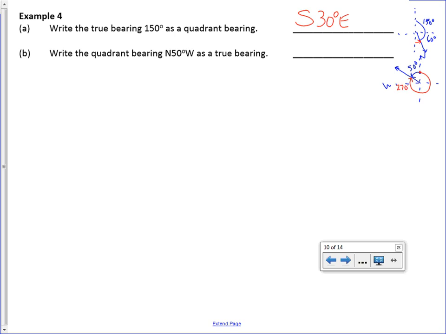270. And then into this quadrant here, 50 is taken up on this side, so this side must be 40. So putting it together, 270 and 40, that's 300 and that's the true bearing. So that's converting quadrant bearing to true bearing to quadrant bearing. Okay?